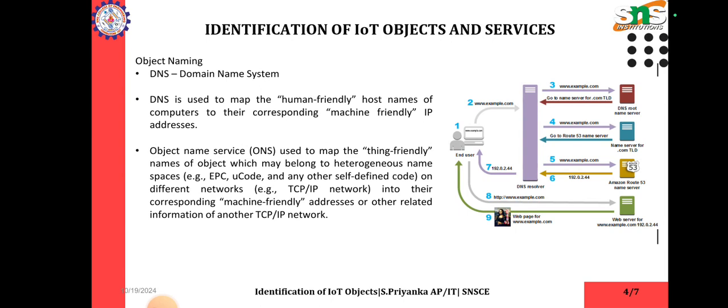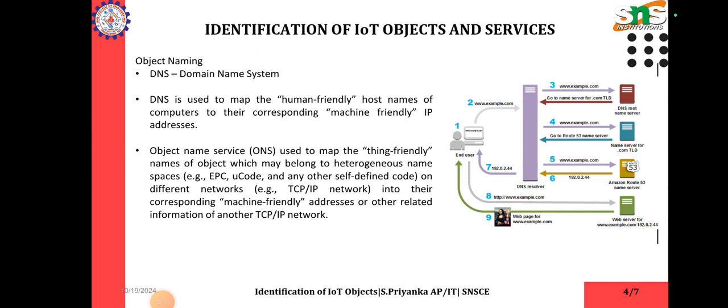thing-friendly name of the object, which may belong to heterogeneous name spaces, for example EPC, Ucode, and any other self-defined code on different networks. For example, a TCP/IP network is mapped into the corresponding machine-friendly address or other related information of another TCP/IP network. Here, let's see the steps.